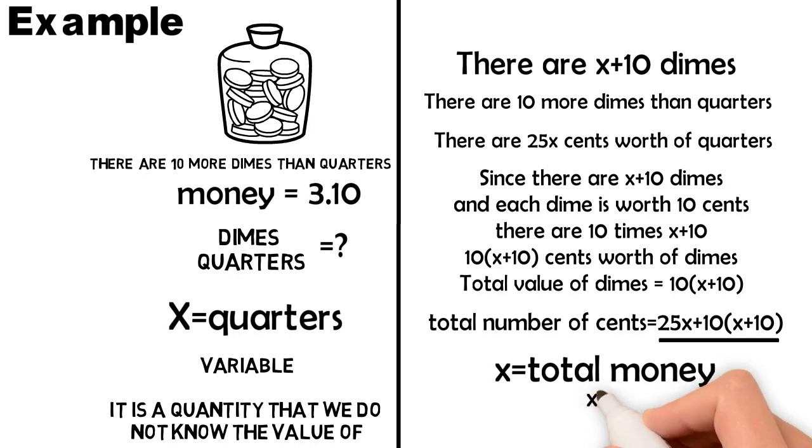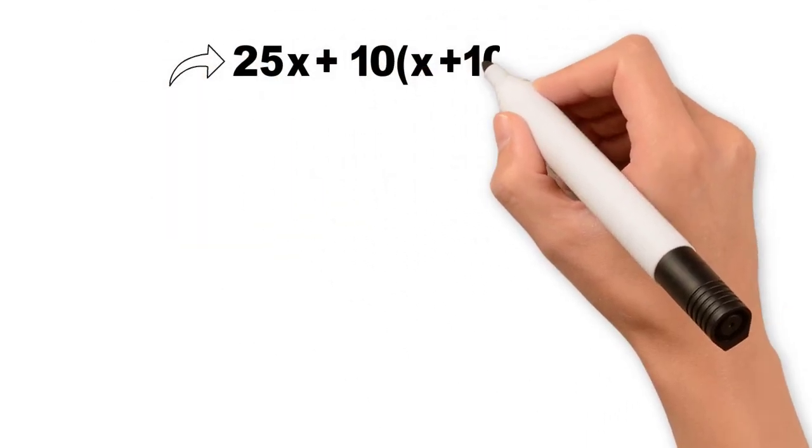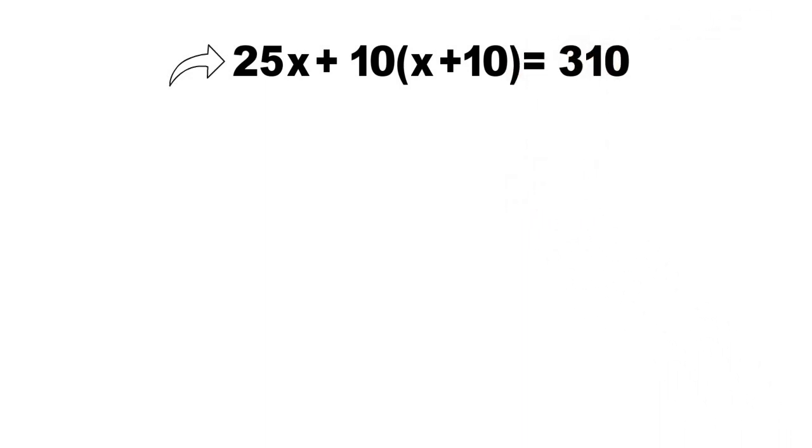The problem says that we need to find out what x will be, or the number of quarters, and that the total amount of money will be $3.10. Since we're using cents, that's the same thing as saying 310 cents. Thus, the equation we can set up is 25x plus 10 times (x plus 10) equals 310.